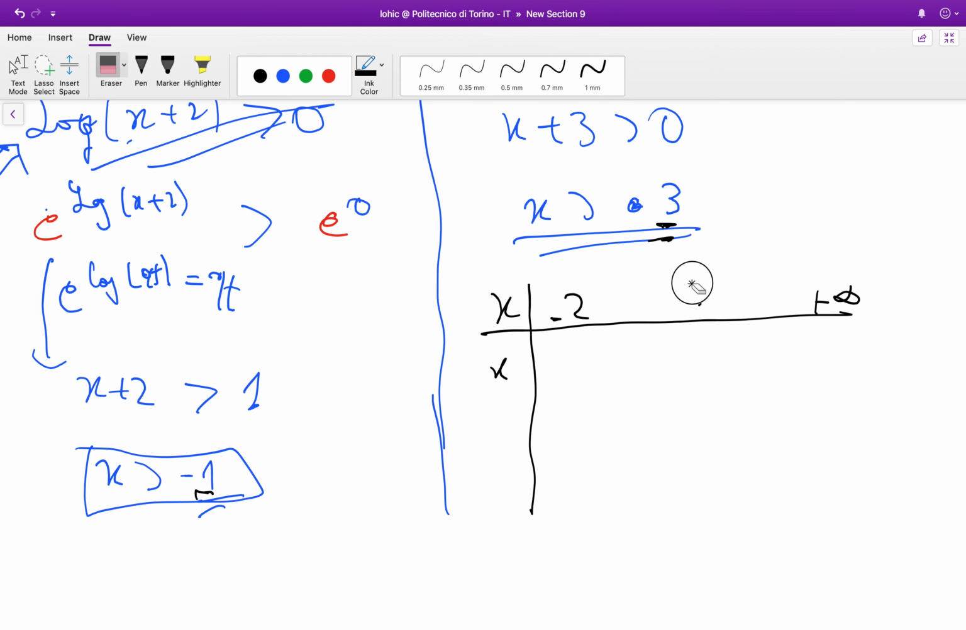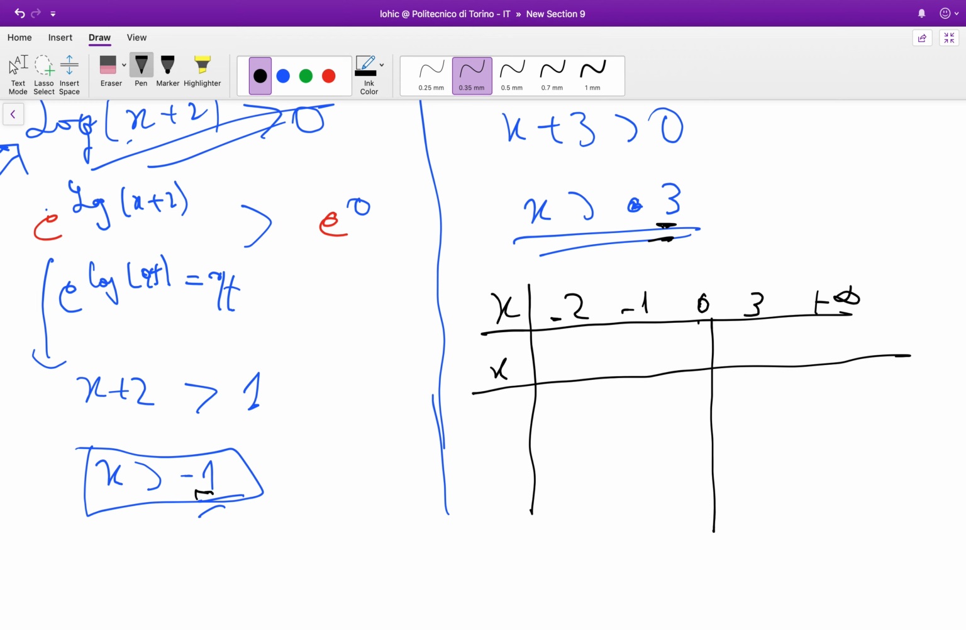So we said that we have to put -1, 0, and 3. Then we put the line of x. Look, first of all you need to split here, and you split also here. So at any value you split. Is that clear?